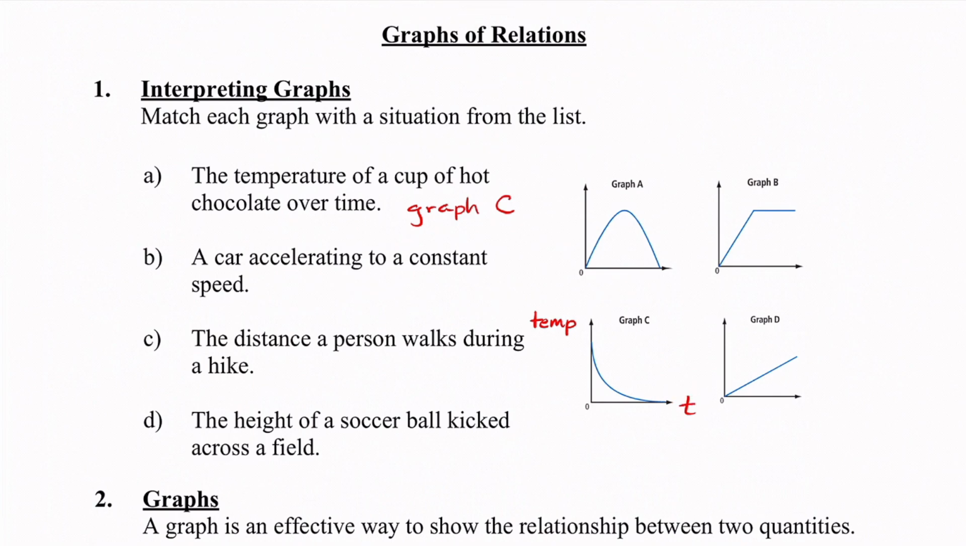Okay, next one, part B, it says a car accelerating to a constant speed. So if a car is accelerating, that means its speed is going to have to increase first, and then it's going to reach a constant speed, so meaning it's going to level out. So we're going to increase our speed, and then we're going to level out. So the one that has kind of that shape is graph B.